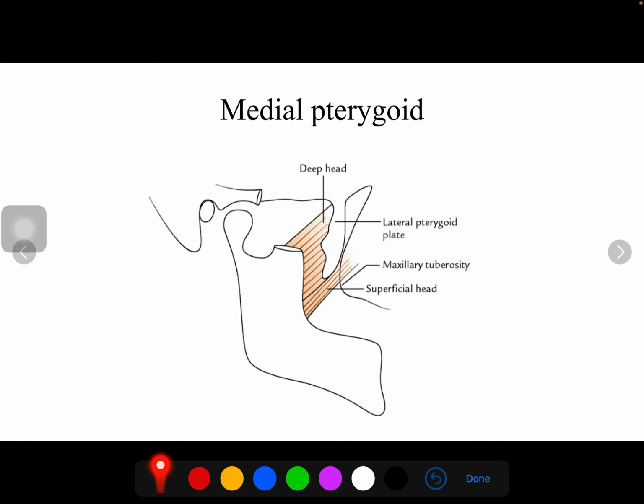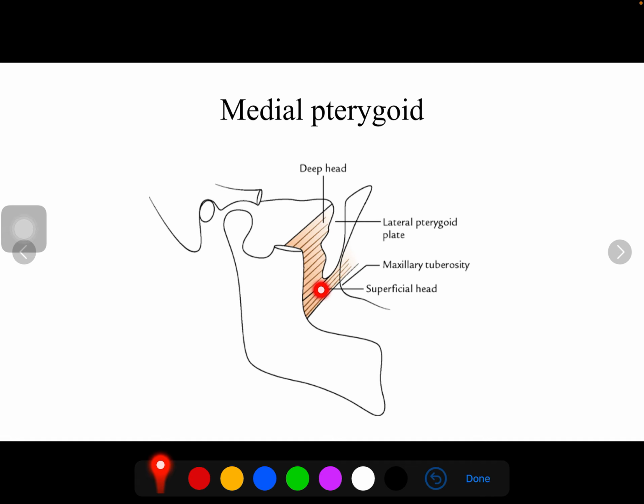The next one, medial pterygoid muscle. The medial pterygoid muscle is a quadrilateral muscle with two heads, a larger deeper head and a smaller superficial head that embrace the lower head of the lateral pterygoid muscle. The medial pterygoid muscle origin. The deep head of the medial pterygoid muscle arises from the medial surface of the lateral pterygoid plate and from the adjoining surface of the pyramidal process of palatine bone.